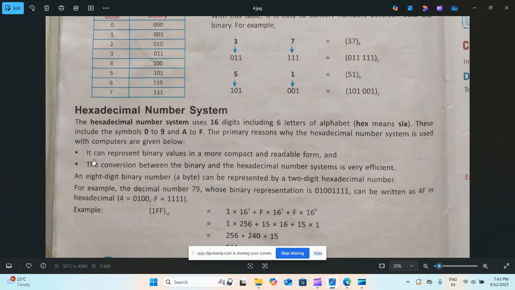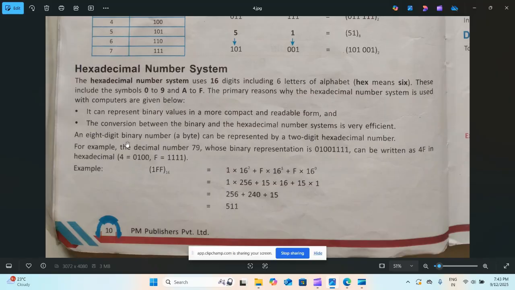Now, the primary reasons why. It can represent binary values in a more compact and readable form, and the conversion between the binary and hexadecimal number systems is very efficient. These are the main reasons why you need to understand hexadecimal. An 8-digit binary number can be represented by a 2-digit hexadecimal number. For example, the decimal number 79, whose binary representation is this, can be written as 4F in hexadecimal.